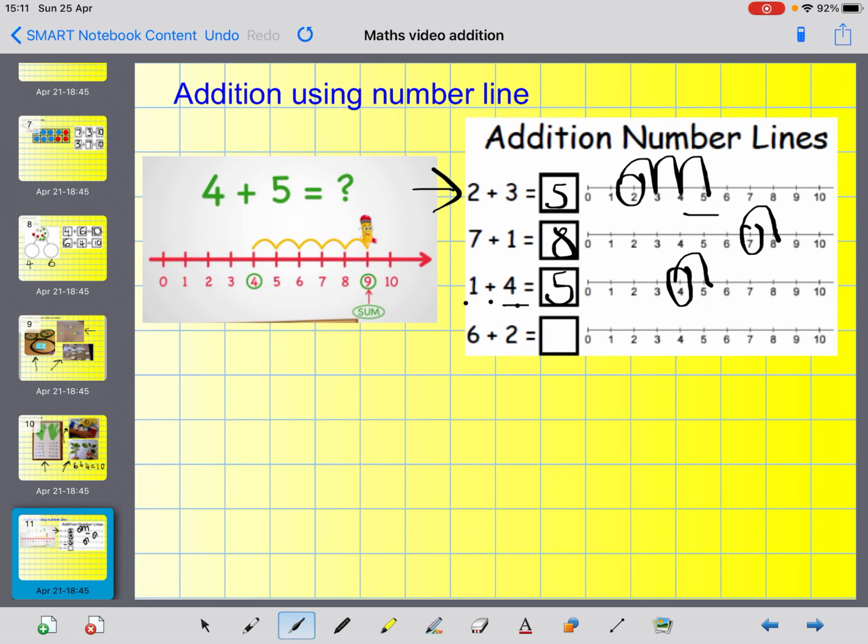And the next one, 6 plus 2. I start with number 6 on my number line, and I'll count on, jump on, 2 jumps, 1, 2, and I landed on number 8. So 6 add 2, my answer is number 8.